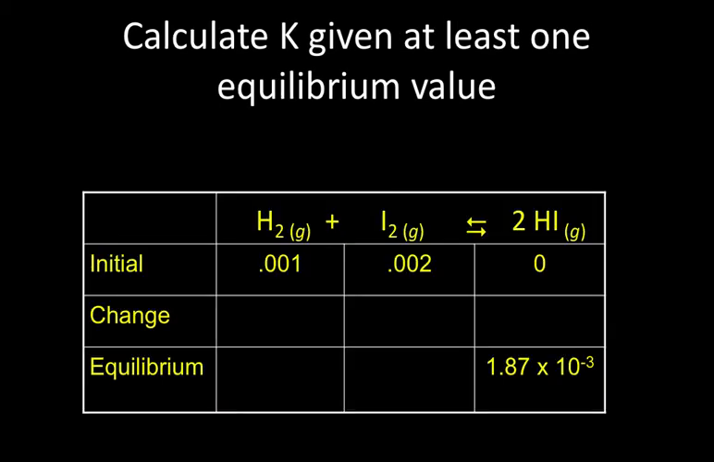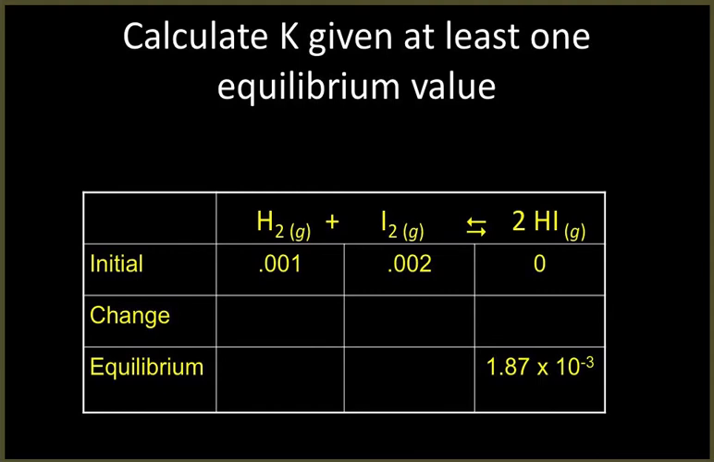This would be using an ICE table, so this is calculate K given at least one equilibrium value. What you would do with this one is you'd have your initial. If they don't give you an initial, then you put in 0. Your equilibrium value would be given for one of the substances, so that would go into this box right here. So you would have to add 1.87 times 10 to the negative third to get from 0 to the equilibrium. Then we would use this to figure out the change.